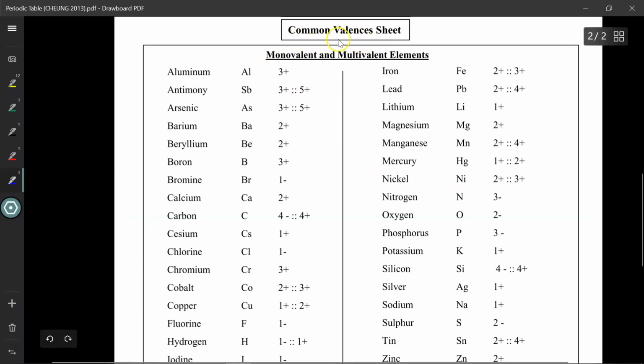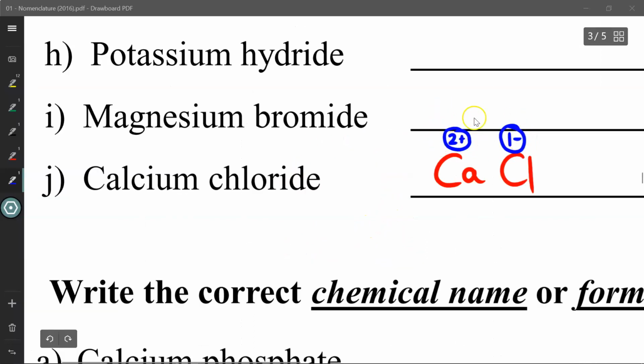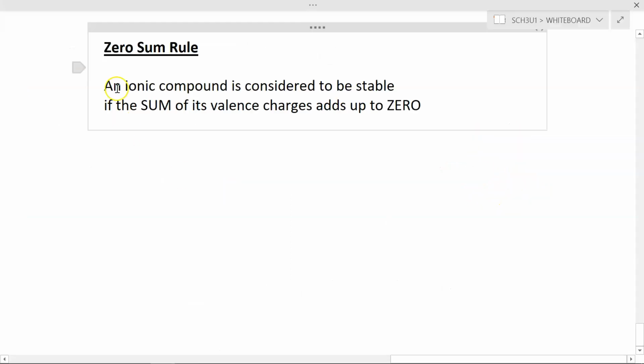So the valence charge number essentially describes how the element is going to achieve stability, either by losing electrons with a positive charge or gaining electrons with a negative charge, while the number itself tells you how many electrons are involved in order for that element to achieve that full octet structure and gain stability. Now that we have those valence charges, we can use something called the zero-sum rule to determine what these subscript values are going to be. So the zero-sum rule states that an ionic compound is considered to be stable if the sum of its valence charges adds up to 0.